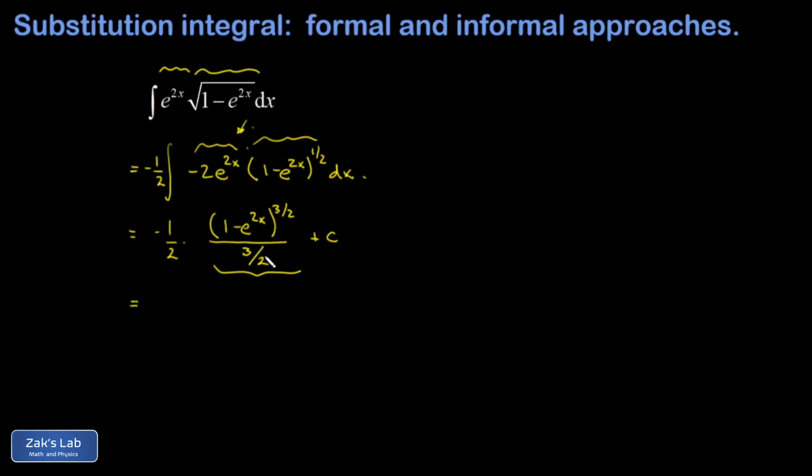Dividing by 3/2 is the same as multiplying by 2/3, and then the 2's are going to cancel. And I end up with a negative 1/3 times the quantity 1 minus e to the 2x to the 3/2 plus c, and we're done.